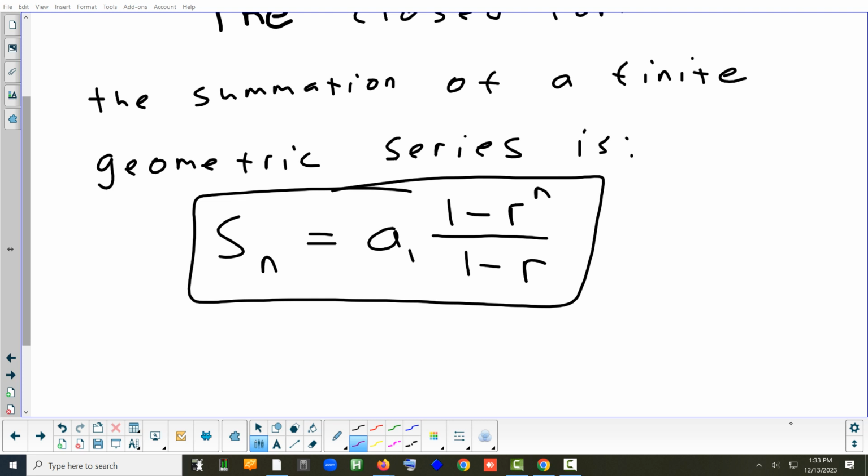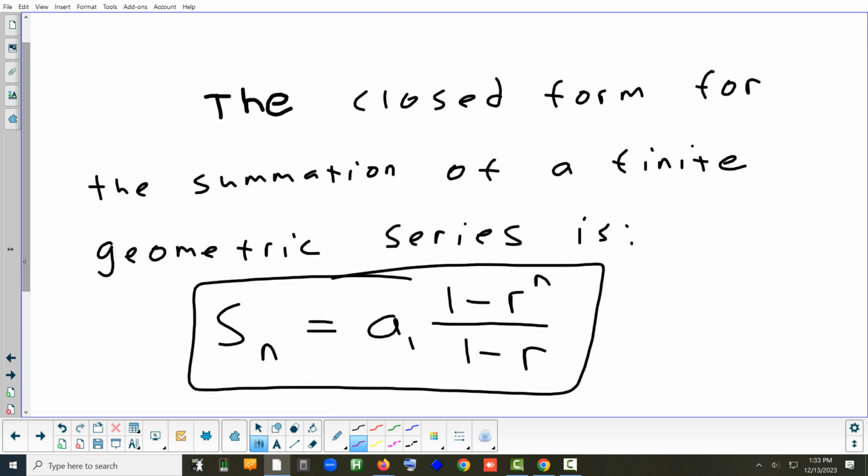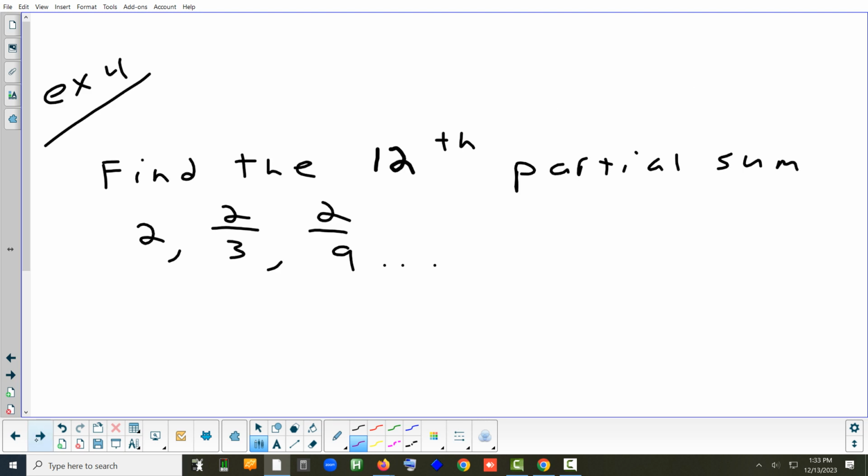Alright, so the last thing we're going to take a look at in section 11.2, the first part, is how could we add up numbers like this? We can probably see what the pattern is. Looks like there's always a 2 in the top. But what's happening to the number in the bottom each time? Multiplying by 3. So if I wanted the next number after 2/9, what do you think it would be? 2/27. Right, 2/27.